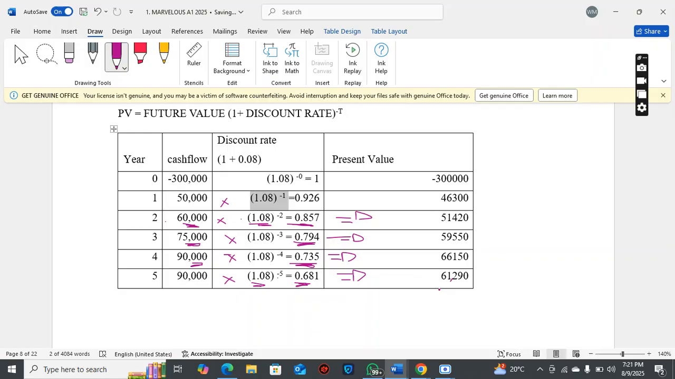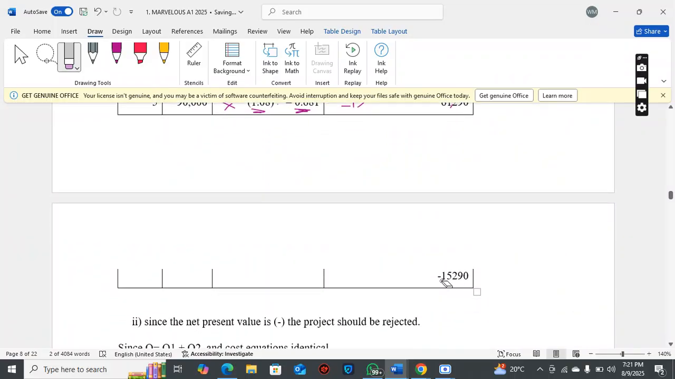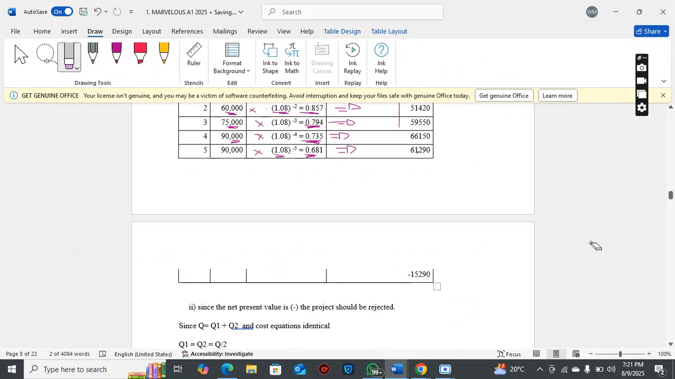So with the net present value technique, after you calculate your present values, you need to add them up. Negative 300,000 plus 46,300 plus 51,420 plus 59,550 plus 66,150 plus 61,290. We add all of them, and when we add all the values, we get negative 15,290.